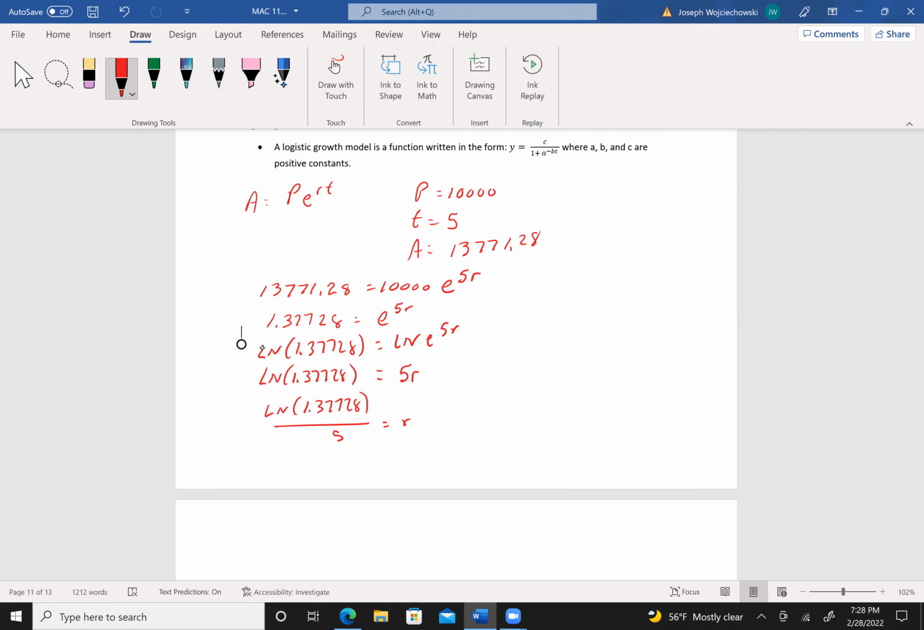So I can do the math on this with my calculator. Hit the natural log button, 1.37728. Don't forget to close the parentheses and divide it by 5. And I get r equals 0.0640, or roughly 6.4%. And that was what we're looking for.